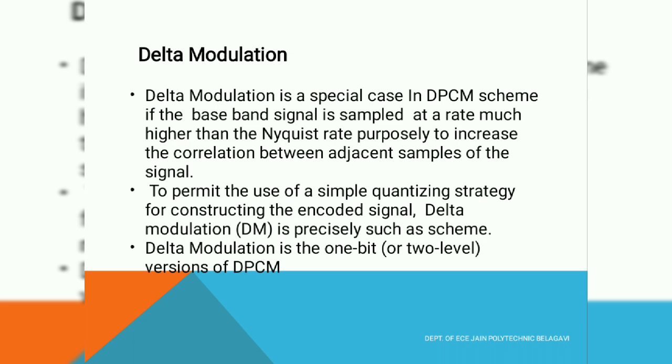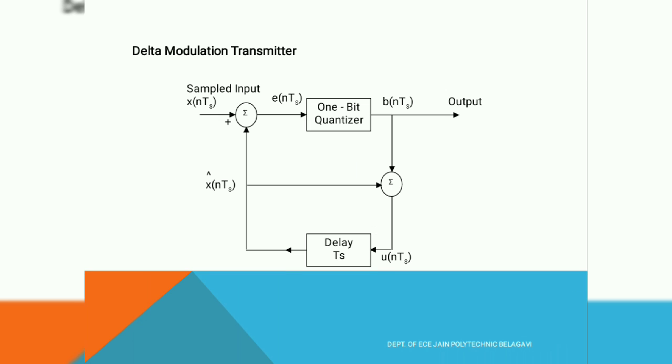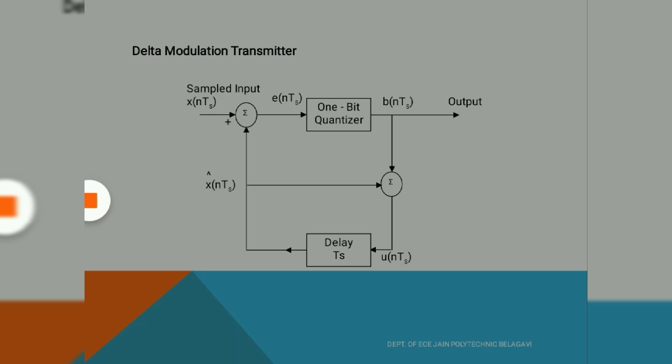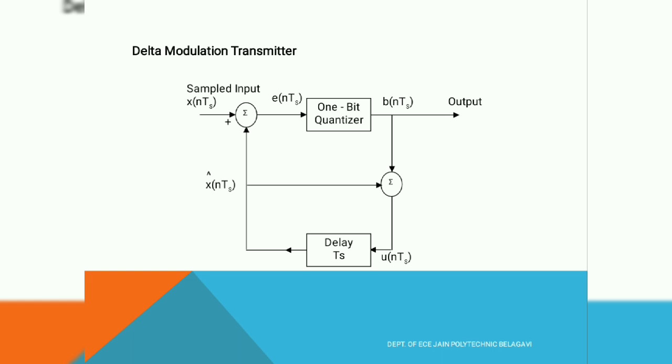Let's discuss the block diagram of the delta modulation transmitter. The delta modulation transmitter consists of a sampled input x(nTs), and the error signal e(nTs), which is the difference between the input signal and the quantized signal. Here a one bit quantizer is used, and it is similar to differential pulse code modulation. A delay Ts is also there, which we call a prediction filter. We predict the output and then feed it back to the input signal. It is similar to the DPCM system.